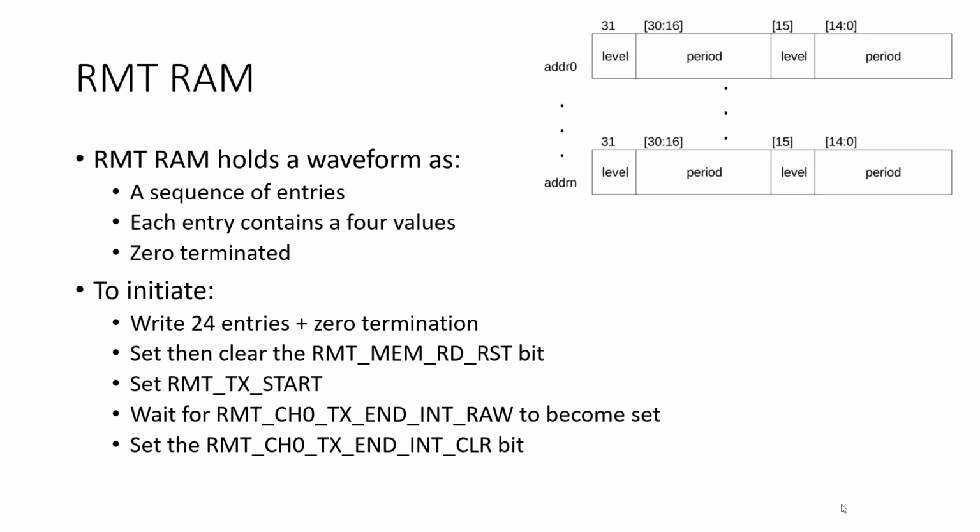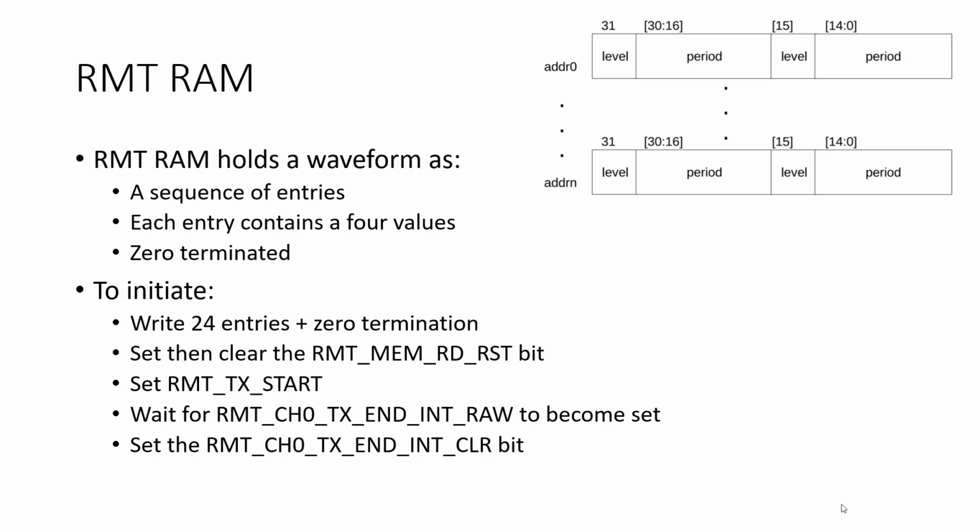So there's 384 of these 32-bit words in the RMT RAM. Now the RMT RAM, the way that you access it is the same way you access any control register, right? You're just going to write to it like you would any other control register. Okay, and then also it's 0 terminated.